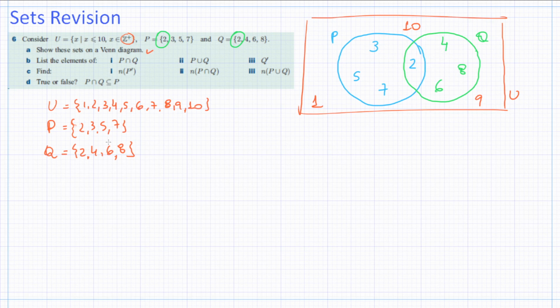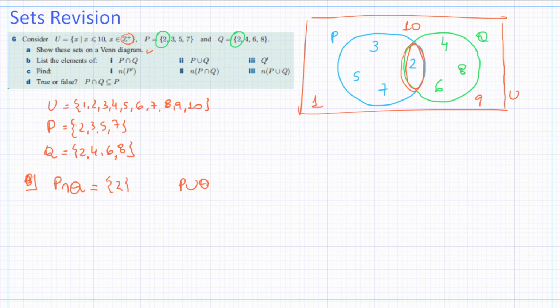Now, list the elements. Oh, that's letter B. List the elements of P intersection Q. Well, P intersection Q is what they have in common. So, we have to look for this here. Okay? So, that's a set with only one element, 2.